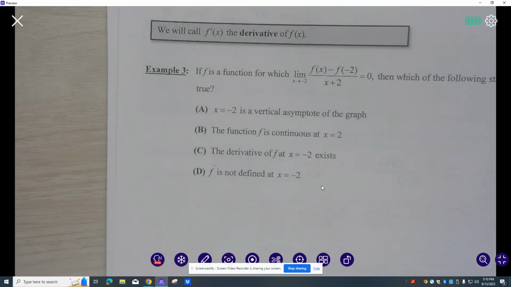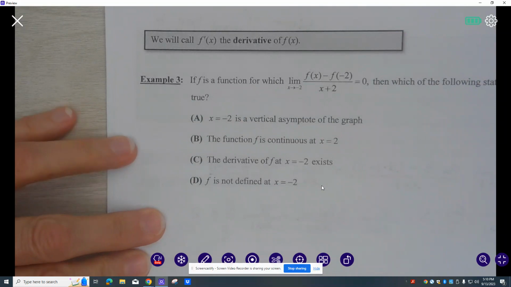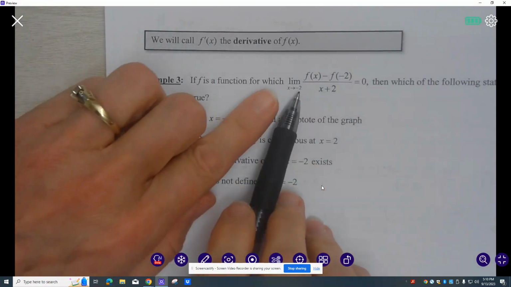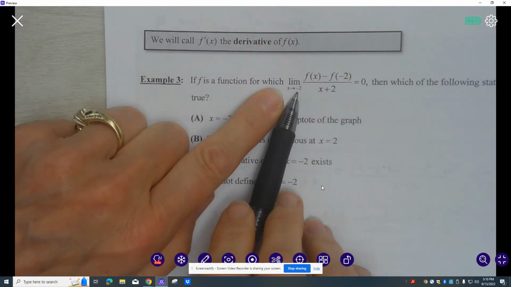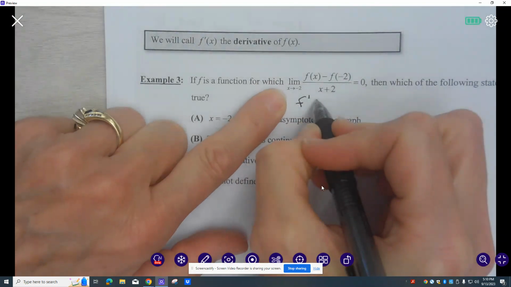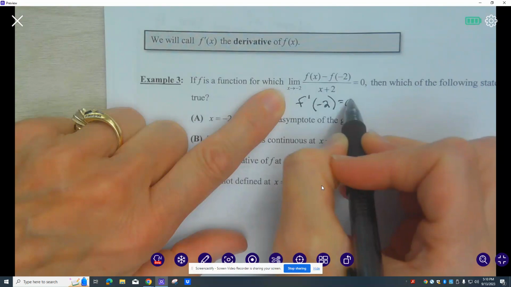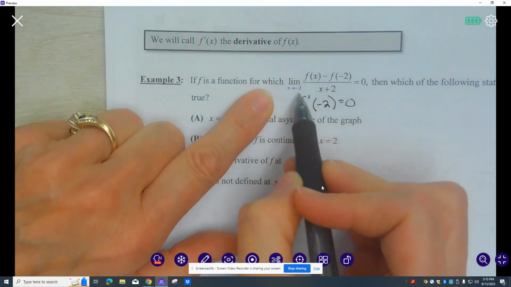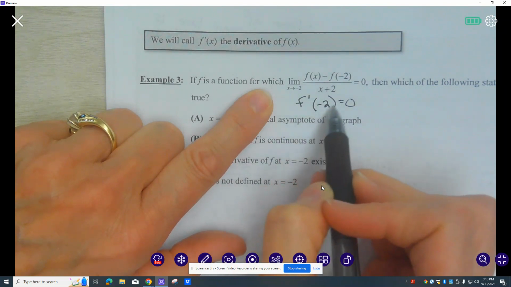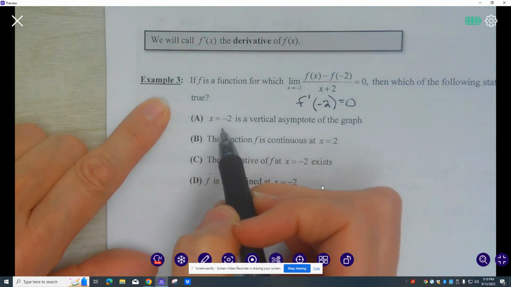Okay, we have a multiple choice question here. If f is a function for which this is true, so this is the derivative of f at x equals -2 is 0. That's what this means, because this is the limit definition of the derivative. This is our x value. So this means f prime of -2 equals 0. Then which of the following statements must be true?